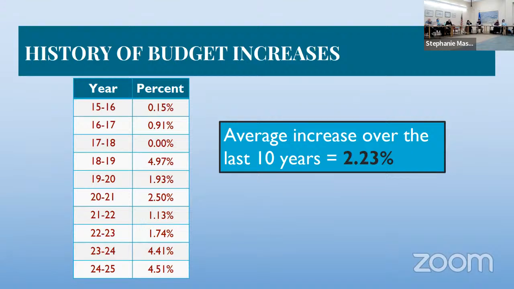Just to point out, this is over budget increases over the last 10 years. And if you average all these numbers, you get 2.23, which is not an unreasonable number if you look at it. I know last year I talked about the year of the bump and I was serious. I really thought it was just a bump, but I was wrong.